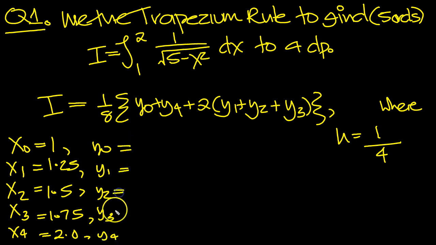So let's work them out then. The first value we put in is 1 into the formula. 1 over the square root of 5 minus 1 squared is 4. Root 4 is 2. 1 over 2 is a half. And put in 2, that's another easy value to put in. 2 squared is 4. 5 minus 4 is 1. Root 1 is 1. 1 over 1 is 1. So we only need to work out these 3 in between.